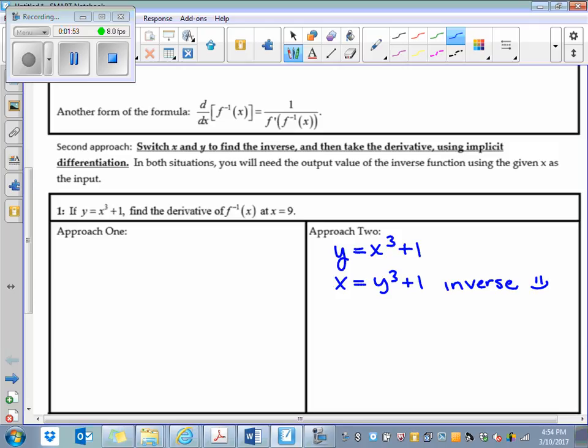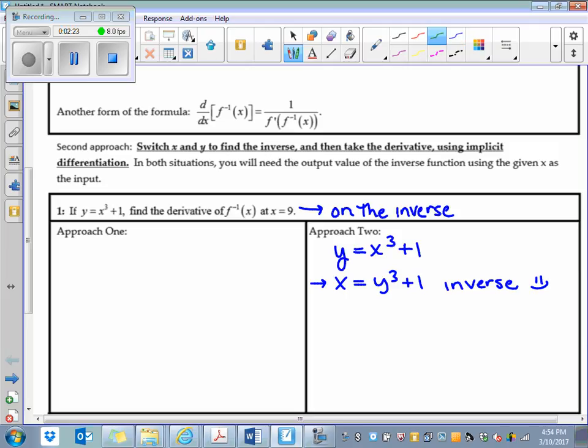Now we have to remember that when we're taking the derivative of the inverse, we are in inverse world. So in problem 1, where it says find the derivative of the inverse of f at x equals 9, that's at x equals 9 on the inverse. And here's my inverse.